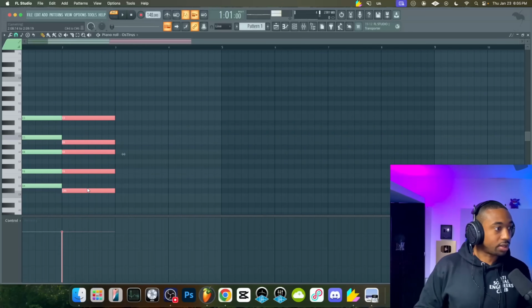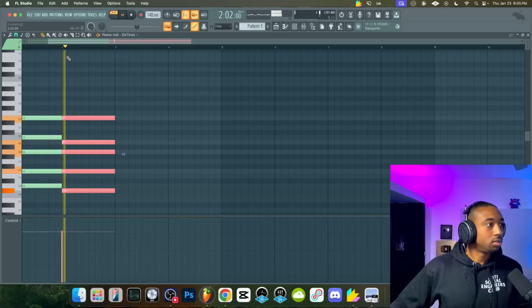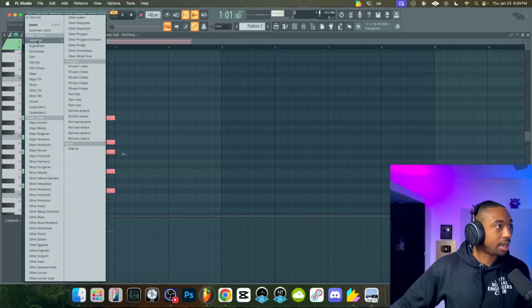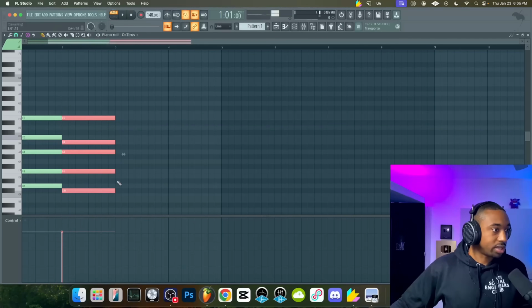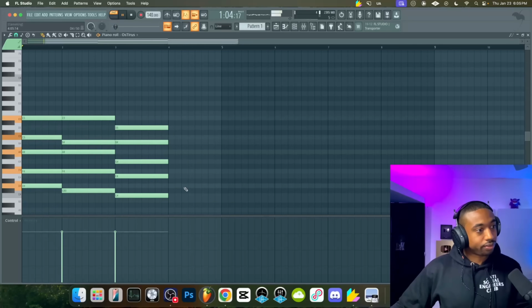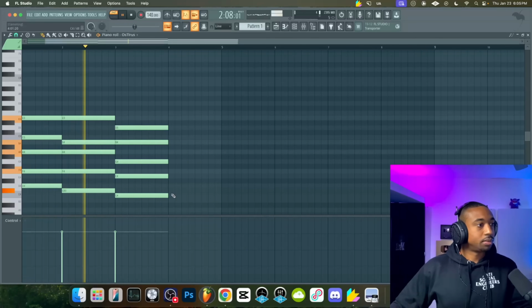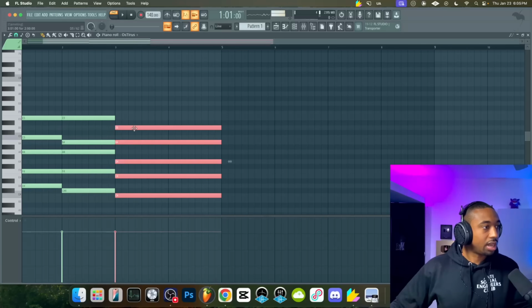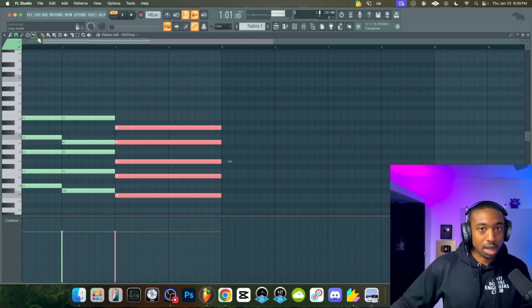1, 2, 3, 4, 5, 6. Okay, so that's the jazz and R&B sound. Let's add the major ninth chord, which is 0, 4, 7, 11, 14. So we're going to go here to the root note. Okay, now let's say we want to do key modulation.